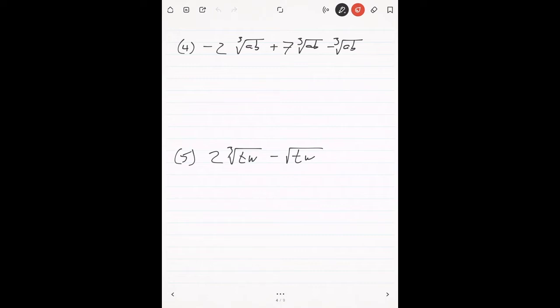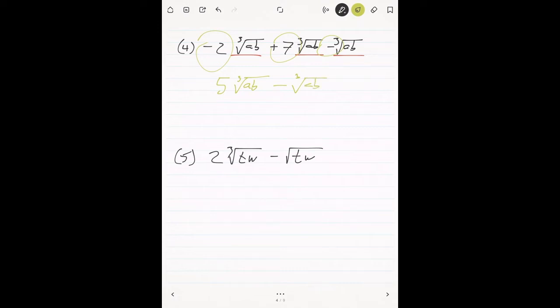We now are going to combine some positive and negative values. We have negative 2 times the cube root of AB plus 7 times the cube root of AB minus the cube root of AB. Again, all of these are like radicals. They all have the same index. They all have the same radicands, so we can go ahead and combine them. So let's combine these coefficient values on the outside. We have negative 2 plus 7, so that should be 5 cube root AB. And then we have minus the cube root of AB.